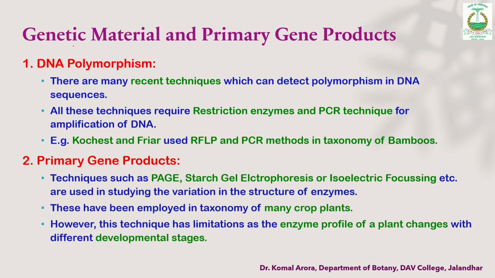Now the third one is the genetic material and primary genetic products. Here, the first is the main material, that is DNA. The DNA itself can be used as a molecular marker for taxonomical studies. In recent techniques, we have used polymorphism in the DNA as the main tool for identification. In this case, we require restriction enzymes and the PCR technique for amplification of DNA. This method has been used in the taxonomy of bamboos.